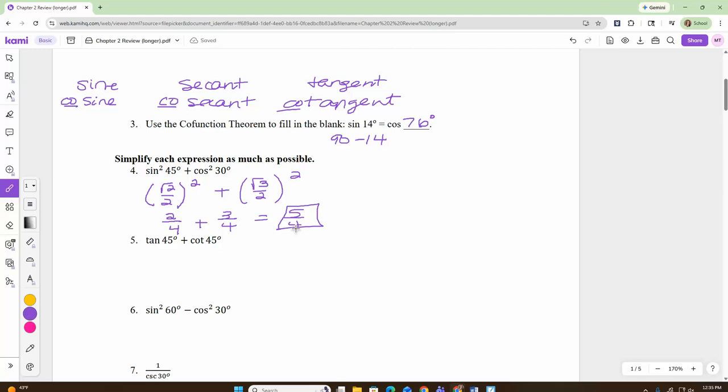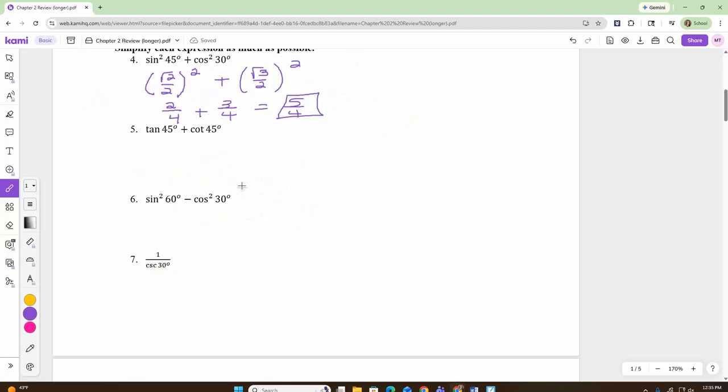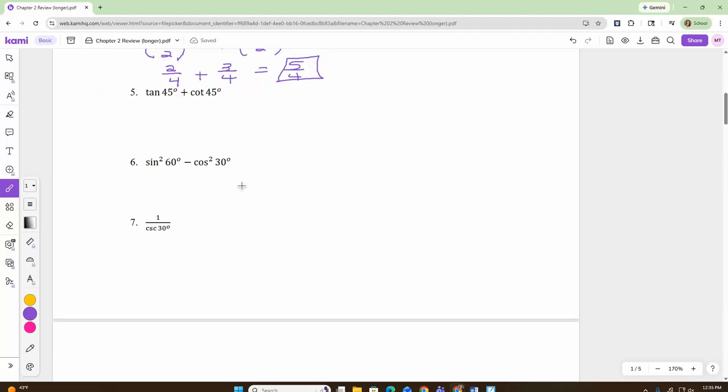Number 5. What'd you guys get for that one? 2. Tangent of 45 degrees, square root of the top over square root of the bottom. Radical 2 over radical 2 is 1. Cotangent, you just flip it. So 1 plus 1 is 2. All right. 6 or 7, do you want me to work out either of those? Number 6, you should get 0. 7 should be 1/2.